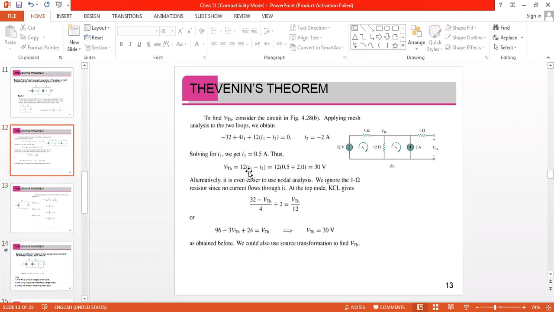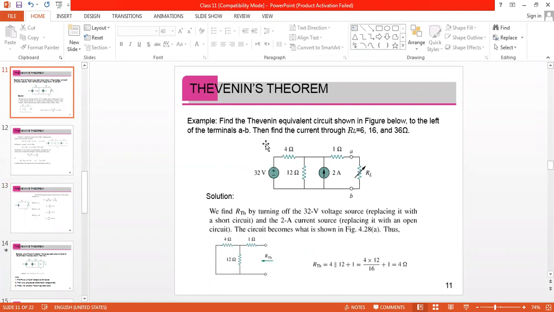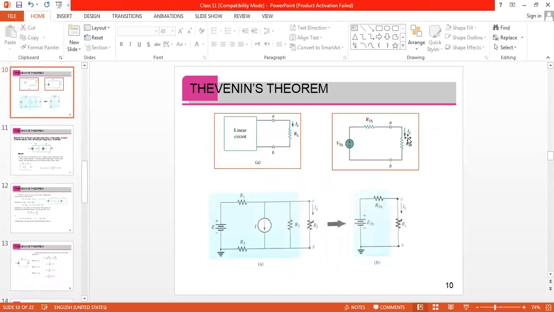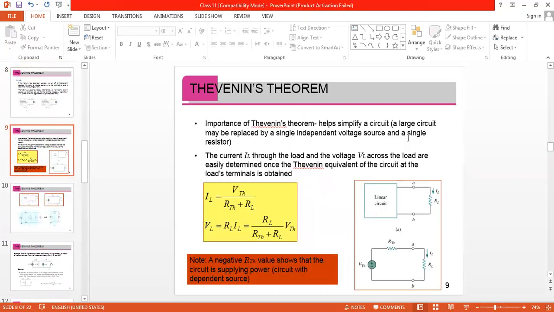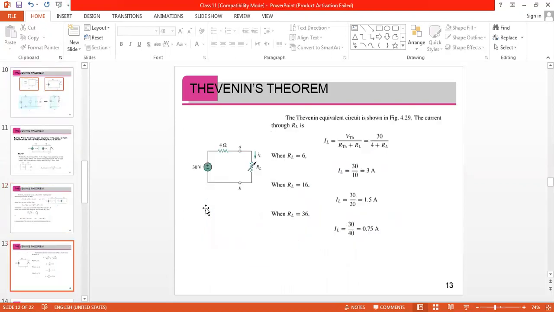Now, further, if you read this example, it says to find the current through this load when RL is equal to 6 ohm, when RL is equal to 16 ohm, and when RL is equal to 36 ohm. For that, to find the current, you have this formula. The current through the load is equal to V Thevenin divided by (R Thevenin plus RL). So you can put the different values of RL to find the load current.